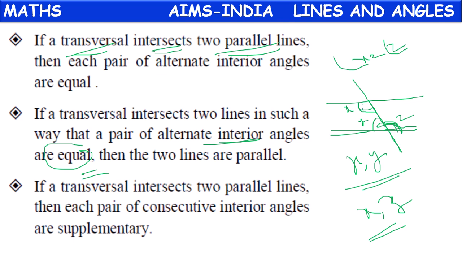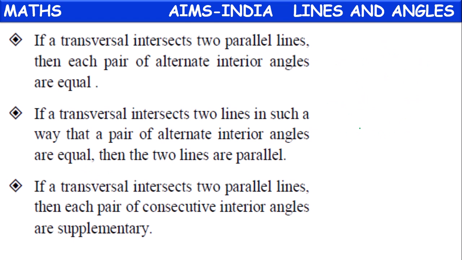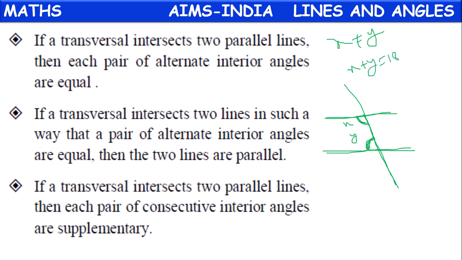But these consecutive interior angles are not equal. Here x plus y equal to 180 degrees. So they are supplementary. If two parallel lines are there and we draw a transversal, these two are called interior because they are lying within the parallel lines. They are lying on the same side, so they are called consecutive interior angles. This is x, this is y. This x is not always equal to y, but x plus y always equals 180 degrees.